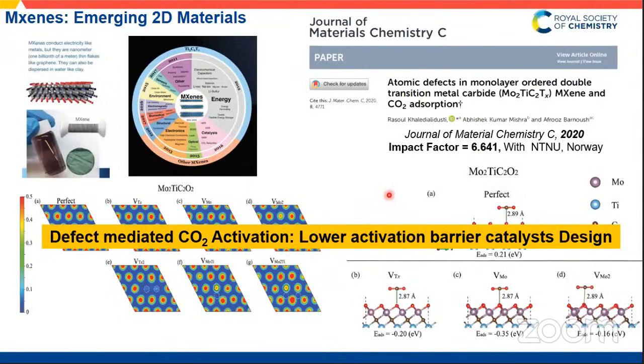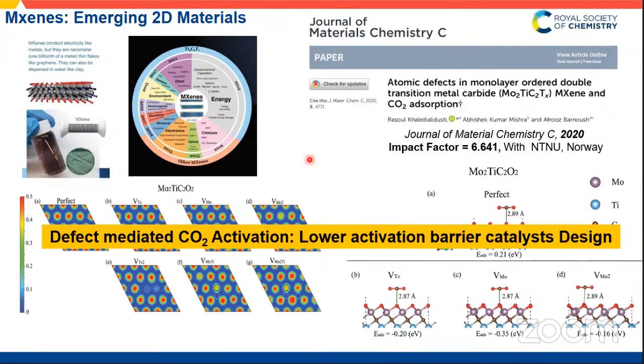We worked on the defected MXenes, and our results say that if you have defects available, you can store more CO2, so more CO2 and better activation. So once the CO2 is activated heavily, you need not pay more energy to convert it to something, to fuels.